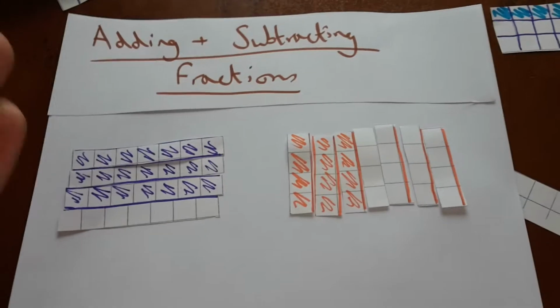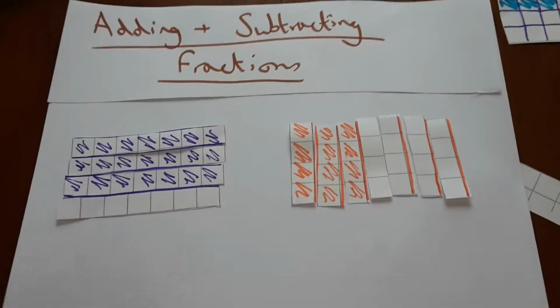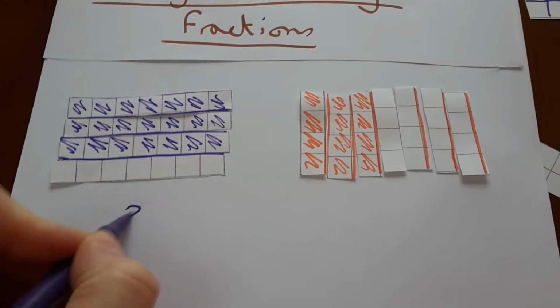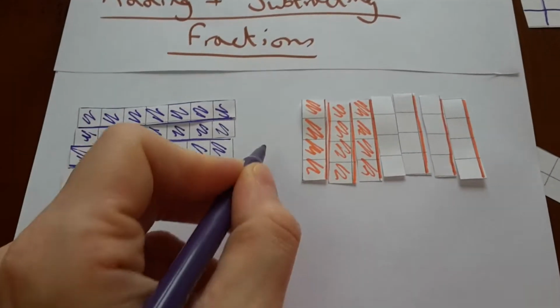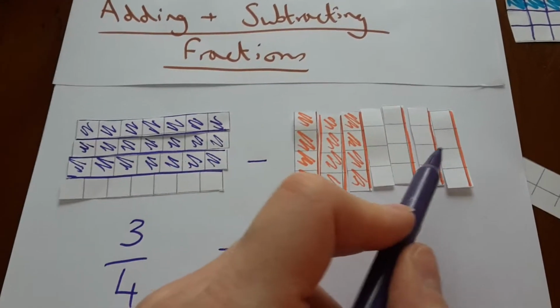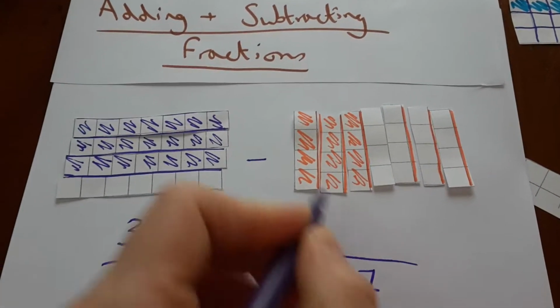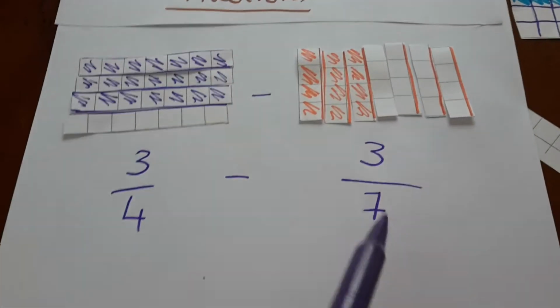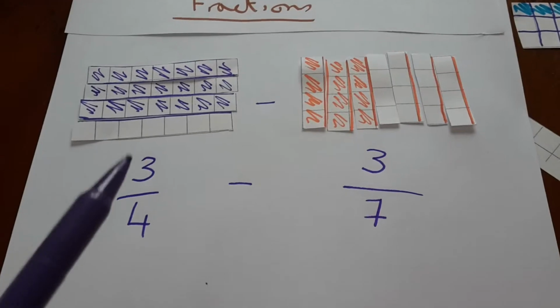So now I'm going to show you subtracting fractions. Here I have 3/4 and I'm going to take away from it 2, 3, 4, 5, 6, 7. I've got sevenths and I've got 1, 2, 3 of those. So I'm going to take 3/7 away from 3/4.